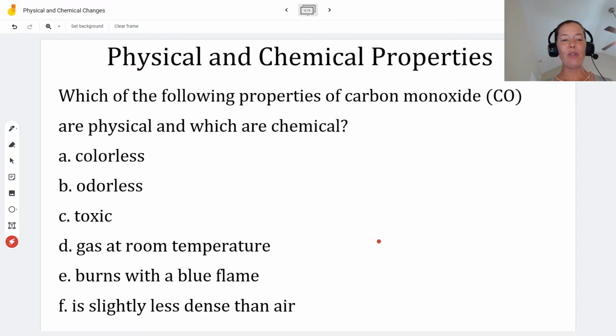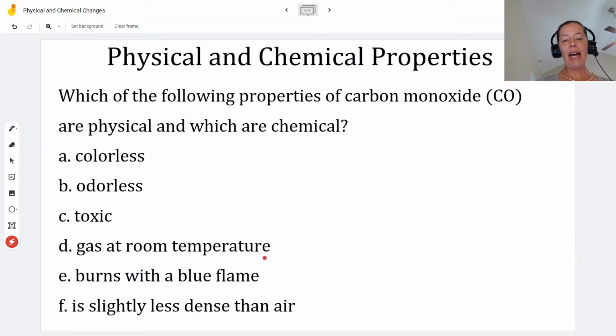Okay, so carbon monoxide is colorless. Color is a physical property. Odorless, we just talked about odor or smell. That is also a physical property. Now, it is toxic. So if it's toxic, then what's going to happen is it is going to change its bonding. And what it does, of course, is it binds with your hemoglobin really strongly. So toxicity is a chemical property. So C is actually going to be a chemical property.